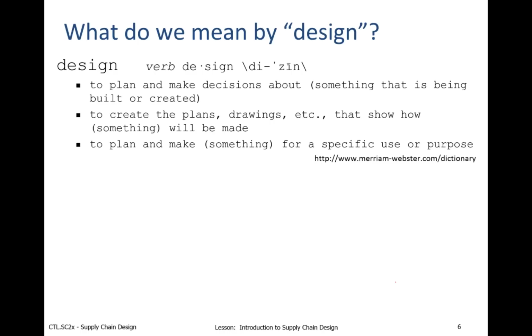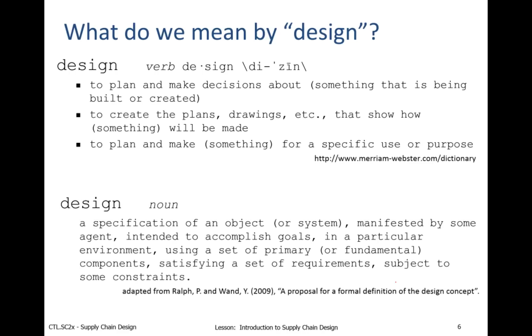So I went to the software design literature and I found a better definition. I really like this definition. It's very dense, but let me talk you through it. This is from Ralph and Wand, and they say a design of anything is a specification of an object or a system. We're going to focus on a system. A supply chain is a system of getting product to satisfy an end customer's demand. It's manifested by an agent.